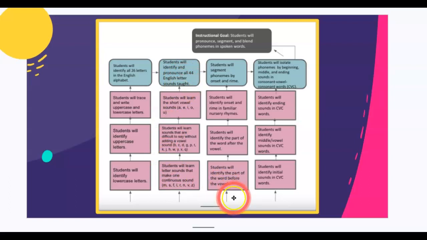Then over here, they're going to be identifying the parts of the word before the vowel, the parts of the word after the vowel, and then learn onset and rhyme, and eventually be able to segment by onset and rhyme. Then they're going to be identifying the initial sounds in CVC words, the middle vowel sounds in CVC words, and then the ending sounds in CVC words, and eventually being able to isolate phonemes by beginning, middle, and ending sounds. And then going to our overall goal, which is pronouncing and segmenting and blending all phonemes in spoken words.